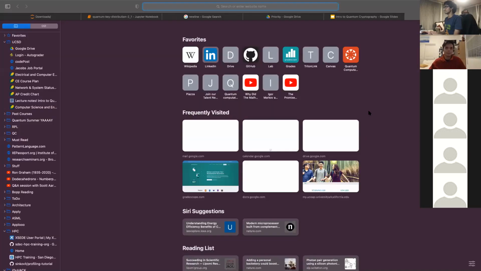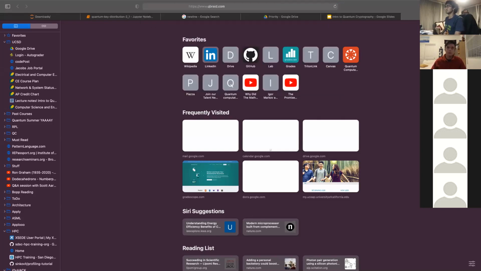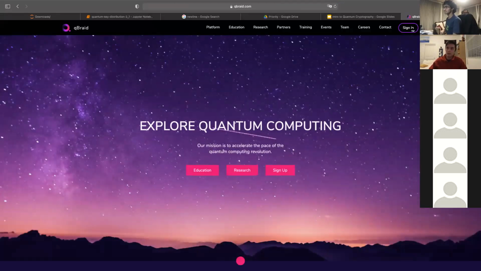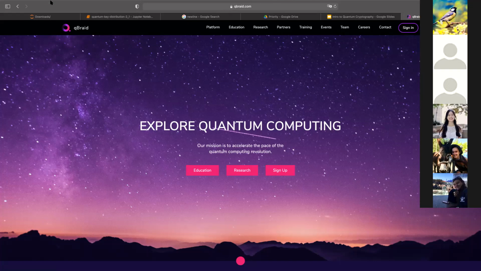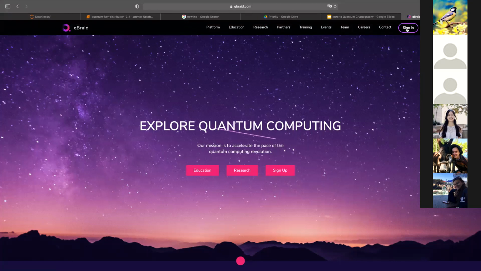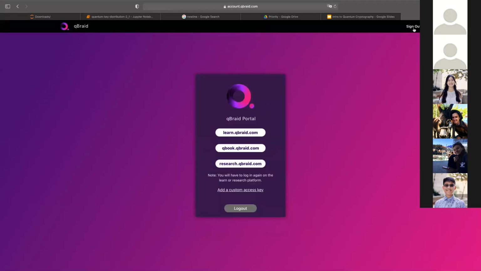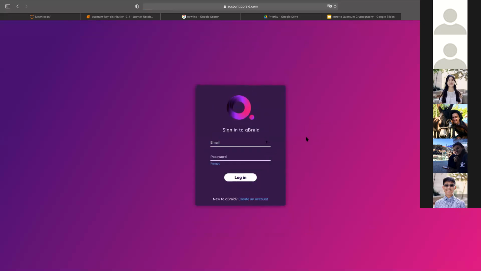Okay, let's do it, because QBraid is really useful for quantum computing stuff. If you're interested in quantum computing, then a lot of our QC programs in the QC club will be through QBraid. So if you're interested in signing up, just go to qbraid.com, and all you need to do is sign in. I might be already signed in. Let's sign out. Okay, there we go, and then you just make an account.